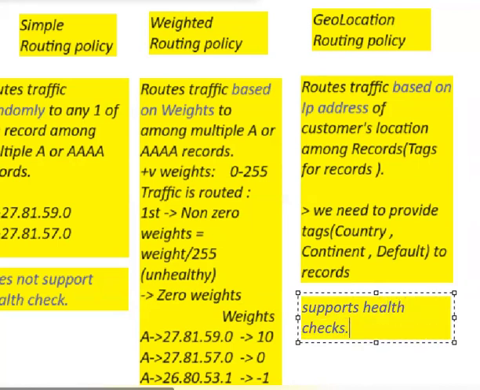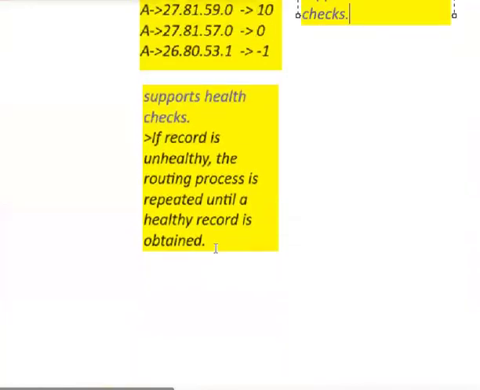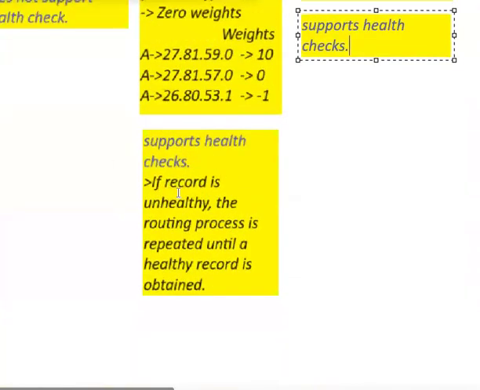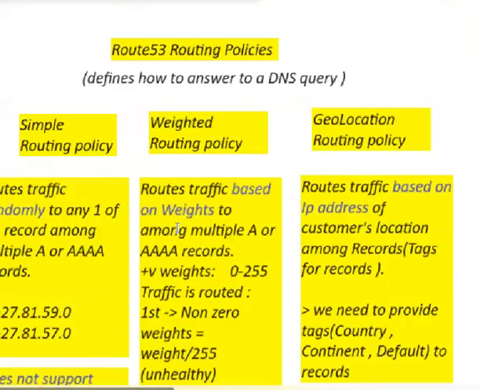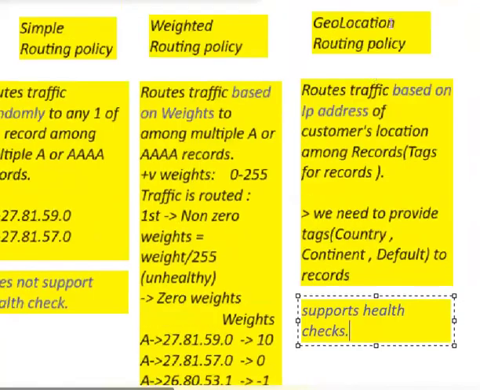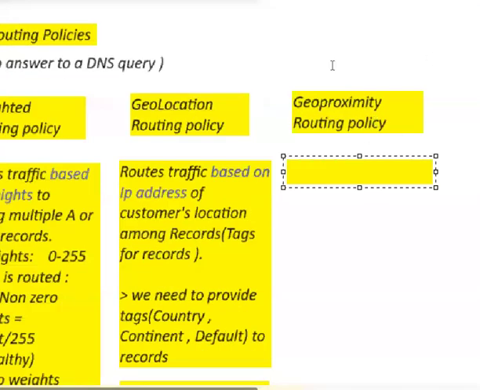It supports health checks. That means whenever any record is unhealthy, the routing process will repeat until a healthy record is found or obtained, right? Yeah. So that process will happen under the geolocation routing policy also. Now let us see another routing policy, that is geo proximity routing.